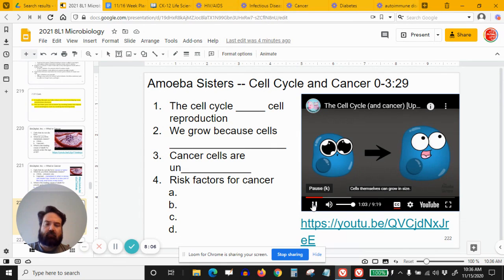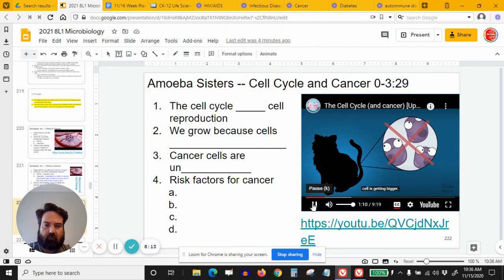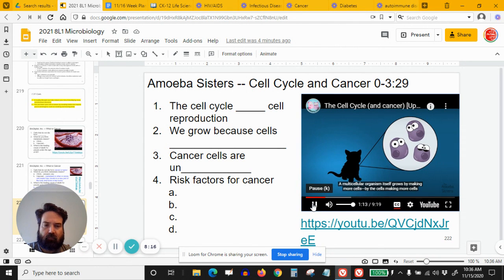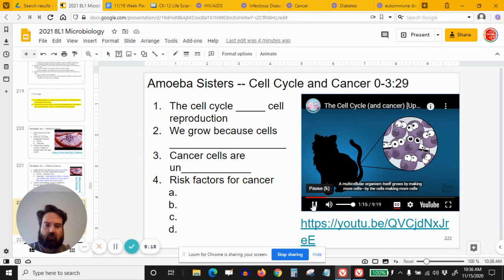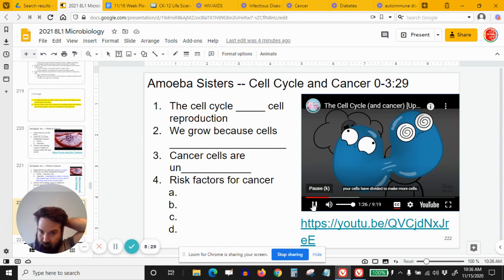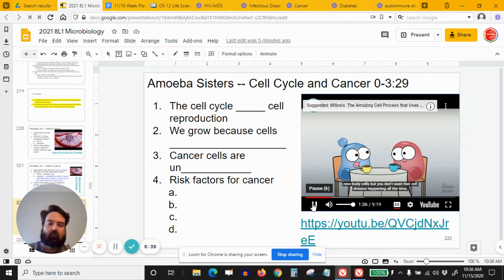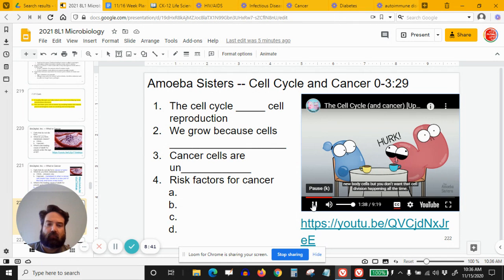Cells themselves can grow in size, but let's put it in perspective now. A multicellular organism isn't growing because each individual cell is getting bigger. A multicellular organism itself grows by making more cells, by the cells making more cells by dividing. That's cell reproduction. One reason that you're bigger than you were when you were 5, unless you are 5, is because your cells have divided to make more cells. Mitosis and the cytokinesis that follows that splits the cytoplasm allows you to make new body cells, but you don't want that cell division happening all the time.